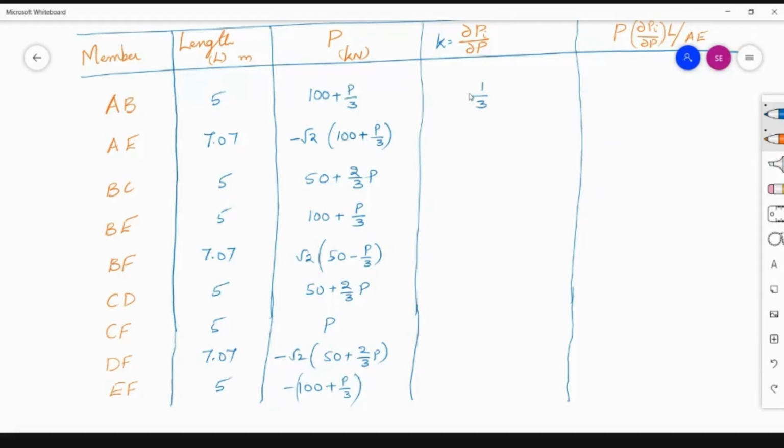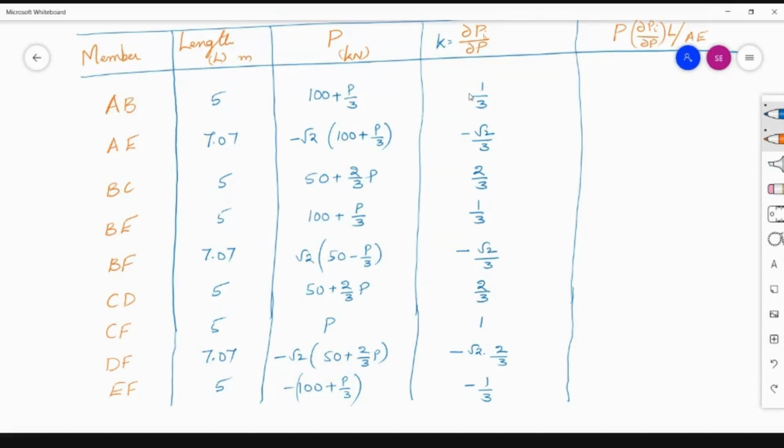This is minus root 2 into 1 by 3. We are doing the partial derivative of this one. So this is P by 3, and the partial derivative of P by 3 is 1 by 3. So this is minus root 2 by 3 by 3. This is 1. This is minus root 2 into 2 by 3 minus 1 by 3.